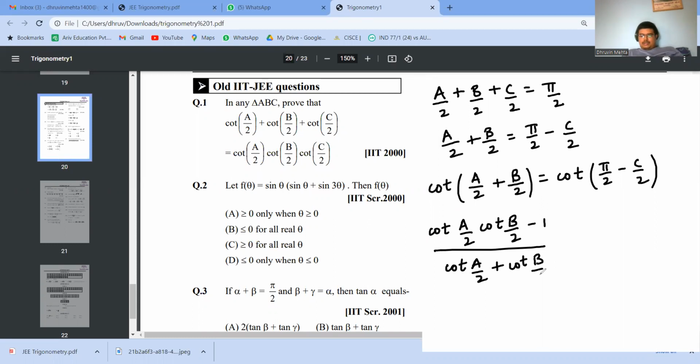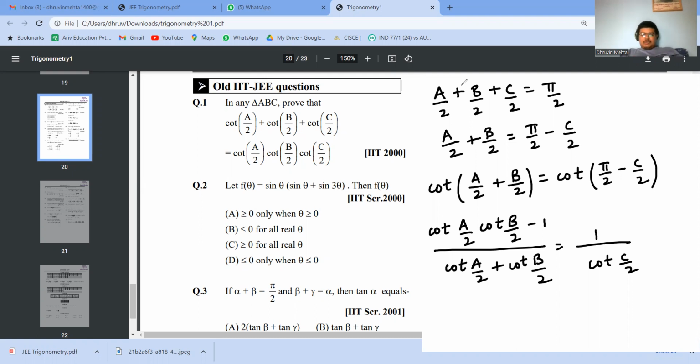And what is cot of 90 minus C by 2? That will be tan C by 2, which is 1 upon cot C by 2. Are you guys following this? Just cross multiply and rearrange, and the answer will come. Done, Trisha? Yes, sir. Okay, let's take the next one.